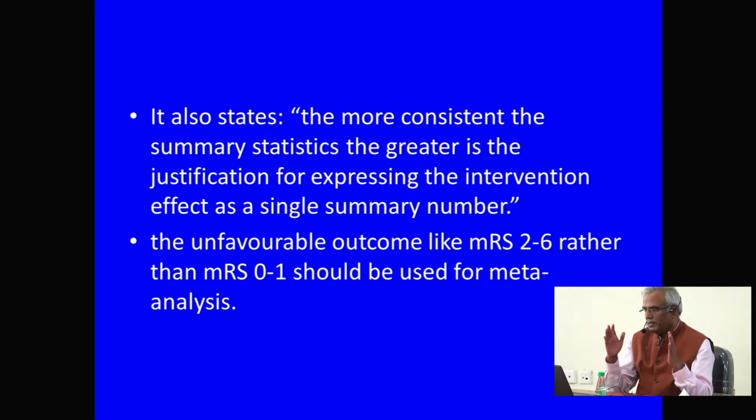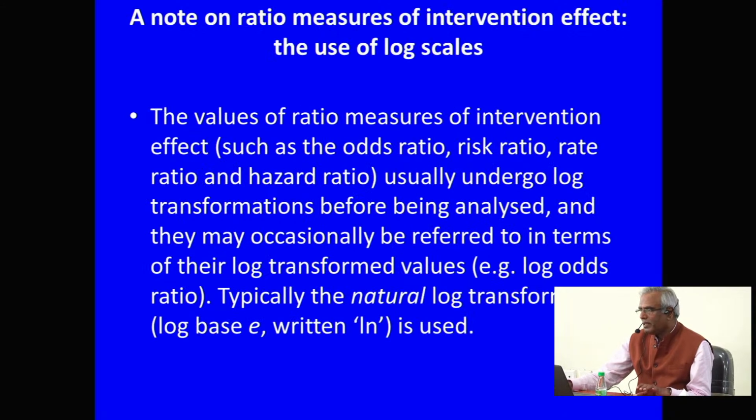Like when we use outcome of stroke, we say MRS, modified Rankin scale. 0 means complete recovery, no symptoms at all. 1 means mild symptoms, but can do all previous activities without any support. And 2, 3, 4, 5, 6. 6 is death. So it goes on increasing. So generally people take a modified Rankin scale 0 to 1, which is a favorable outcome. They don't use 2 to 6, which is unfavorable outcome. And that may create problem.